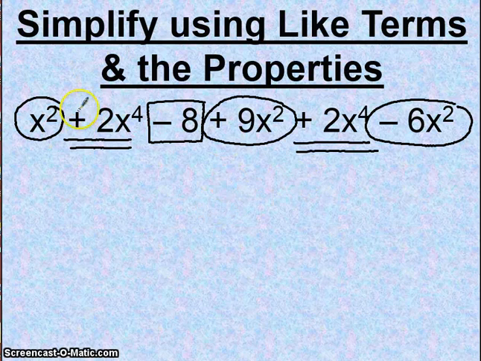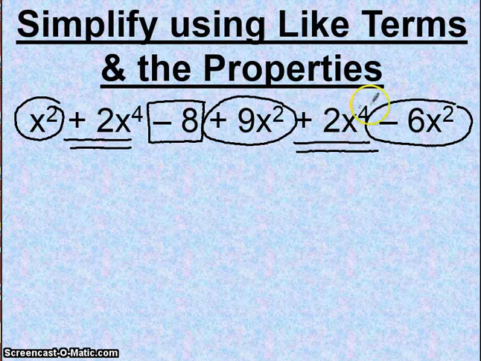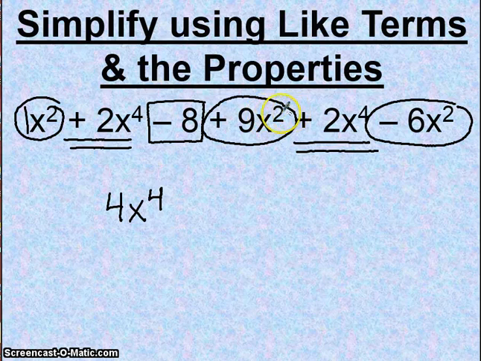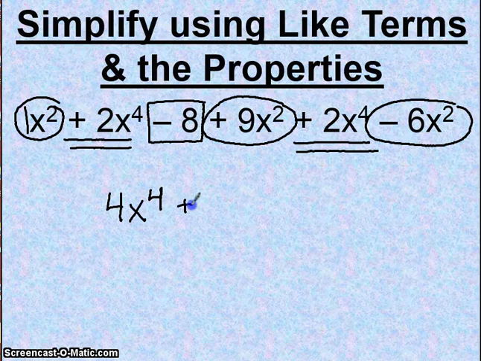So if we combine them, positive 2x to the fourth plus 2x to the fourth makes 4x to the fourth. 1x squared plus 9x squared makes 10x squared. Minus 6x squared makes positive 4x squared. And then our constant at the end, minus 8.